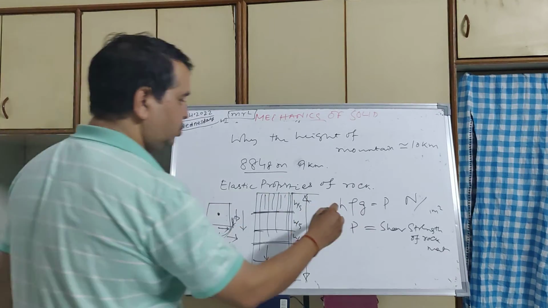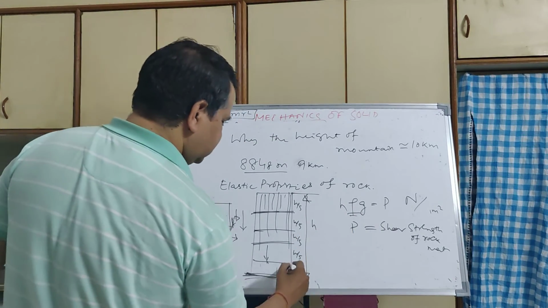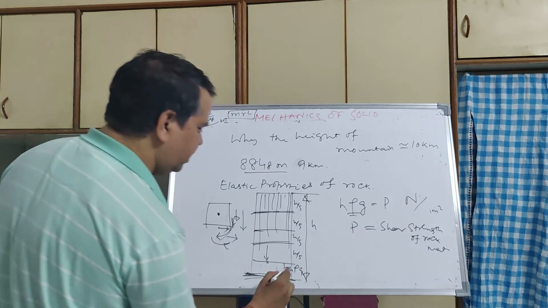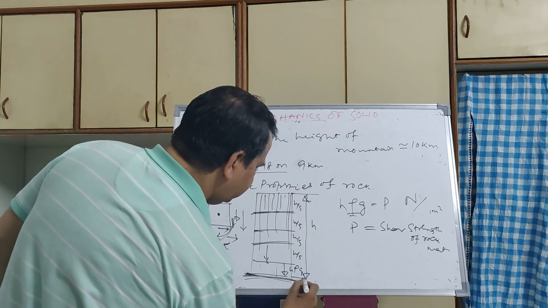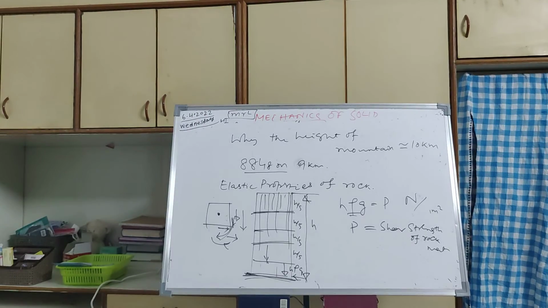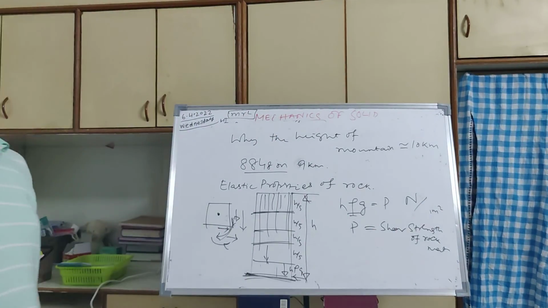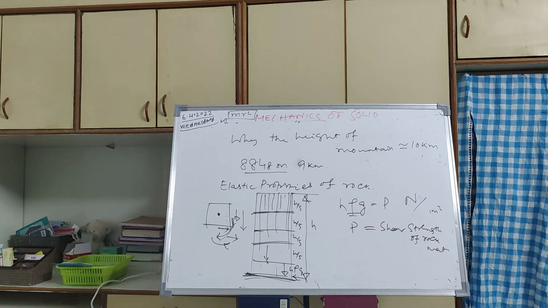So this H rho g is acting here. Actually, the load H rho g is acting as compression here, and there is a corresponding shear also here, H rho g. Okay, so that is the shear strength of the rock. So we are not comparing with the compressive strength of the rock, because the compressive strength of the rock is more than that of the shear strength.